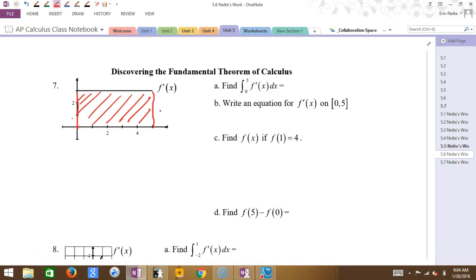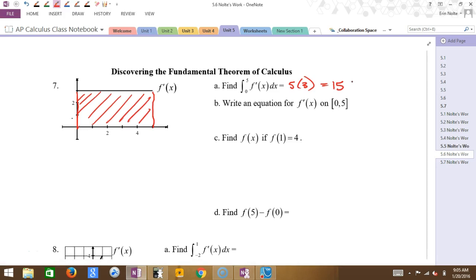So how do you find the area of a rectangle? Okay, so what's my length? 5 times my height, 3, so my area is 15. All right, so now what they want us to do is try to figure out how to do this algebraically or calculusly.